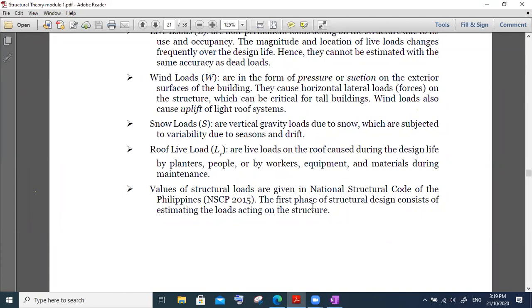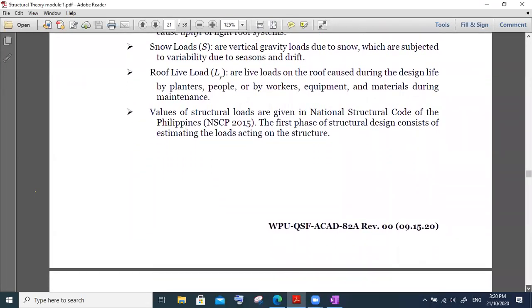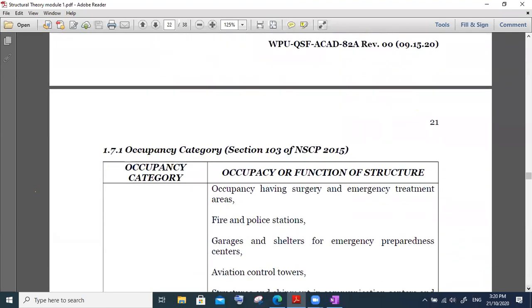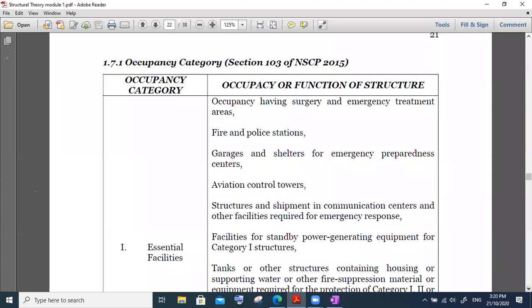No? So yung mga non-permanent load natin doon sa ating roof is referred to as the roof live load. Values of structural loads are given in the National Structural Code of the Philippines or yung tinatawag nating NSCP version 2015. The first phase of structural design consists of estimating the loads acting on the structure. Ito yung occupancy category galing sa Section 103 of the NSCP 2015.